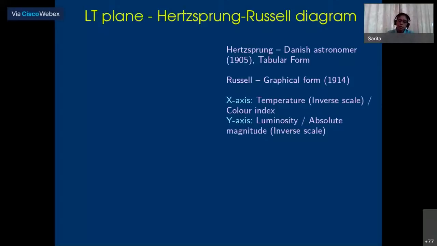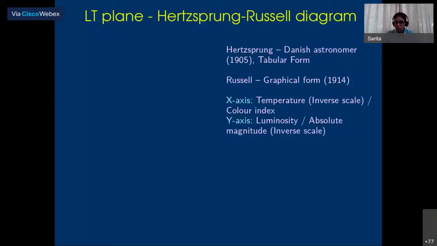Okay, and a similar thing was given by Russell in 1914, but he made a plot of it. And how did the plot look? The plot on the x-axis had the surface temperature in the inverse scale.